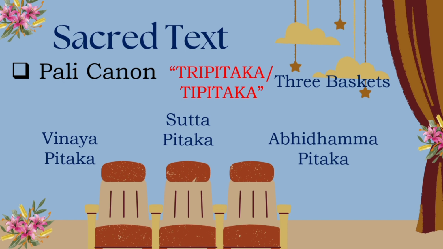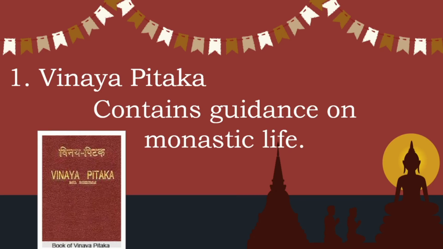So, ano kaya yung mga yan? Unahin muna natin yung Vinaya Pitaka. Ang sabi dyan, it contains guidance on monastic life. This basket contains the rules and regulations for monks and nuns. Nakalagay na dyan yung mga rules, kaya nga guidance ang nakalagay. It outlines the code of conduct, disciplinary measures, and guidelines for monastic life. Think of it as a rule book or manual for Buddhist monastic living, covering topics such as ethical behavior, community life, and ceremonies.